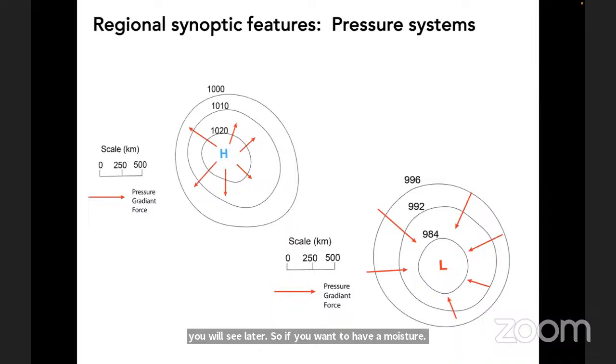As we will see later, if you want moisture to come to your location, number one, there should be high pressure over the ocean so that the winds come from there. Number two, there should be a low pressure over your area so that the wind coming from the high pressure area over the ocean will come to the low pressure area in your area. So anyway, that is general. You can see the arrows here showing the wind direction.